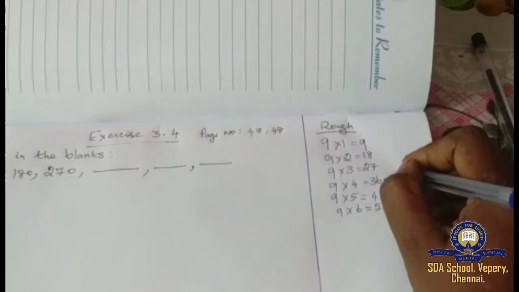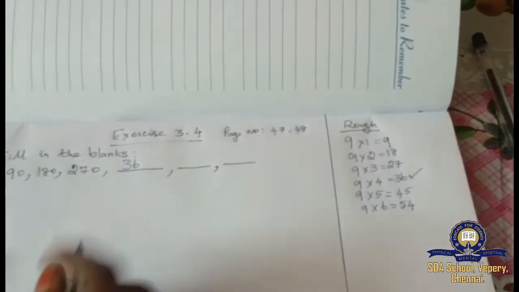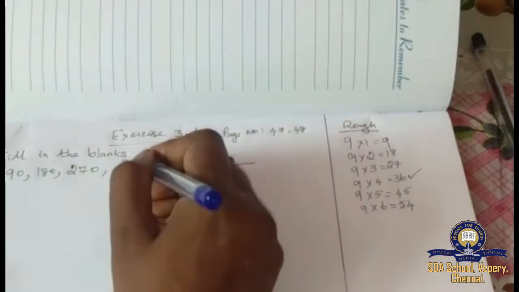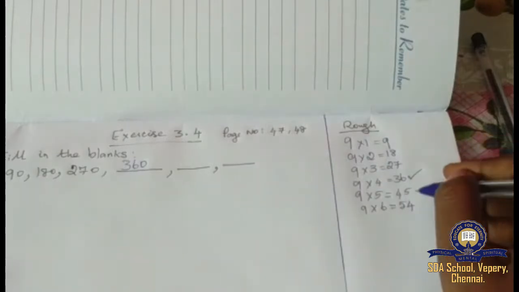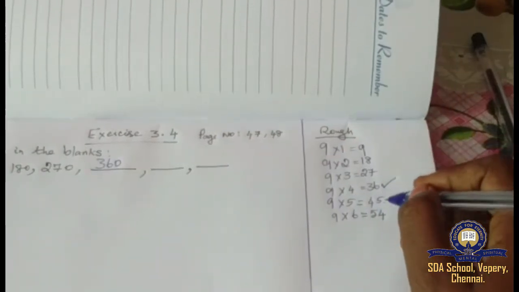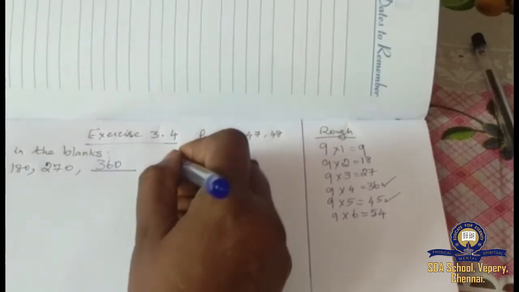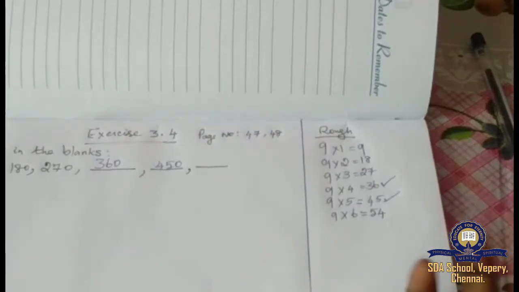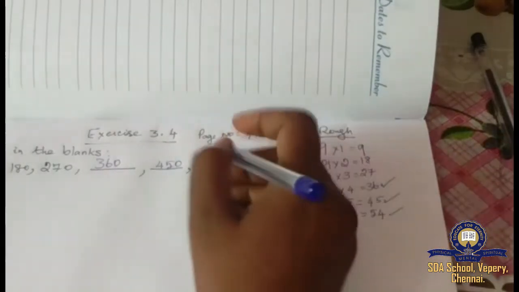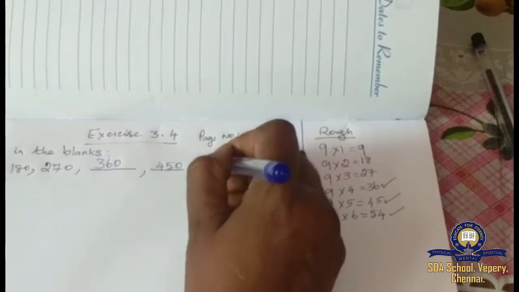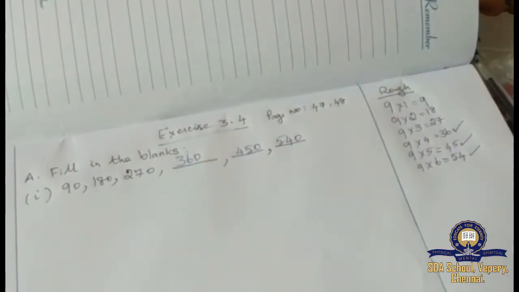The next number will be 36, and then you have to add 10 here. Very good. And the next number will be 9 into 5 equal to 45. Right, 45. Put 0 also. What will be the next number? 9 into 6, 54. Put 0 here. Okay.